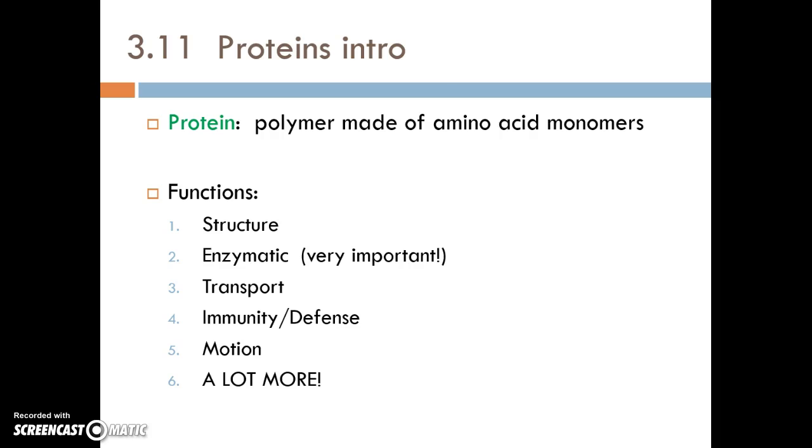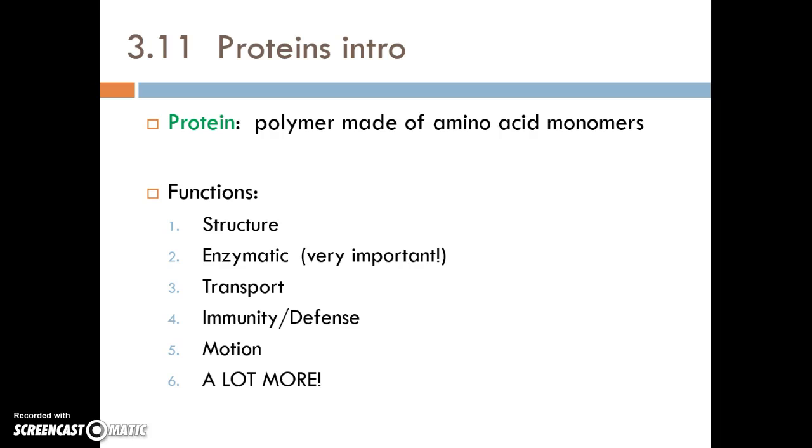Transport, moving things from one area of the cell or one area of our body to another. Immunity, we have a whole bunch of chemicals that we build, which are proteins, that are designed to kill parasites and bacteria and all these other things.